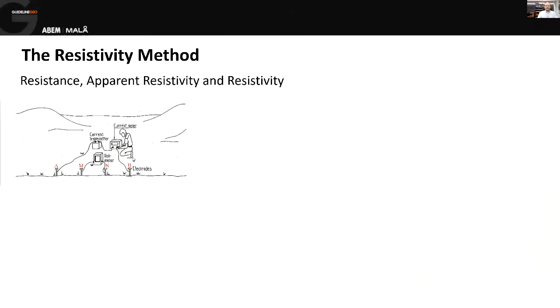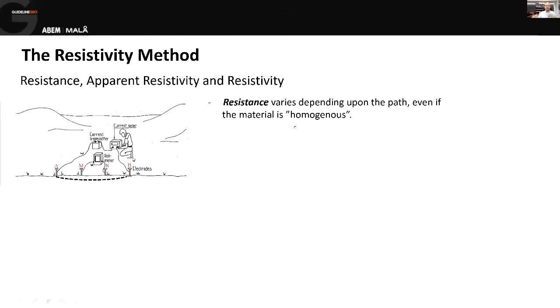So that's the kind of theory, but I've been throwing around a few terms there: resistance, apparent resistivity, and resistivity. So let's just double check we're all using those terms in the same way. Resistance is the kind of raw value that we calculate. We calculate that using Ohm's law from the voltage measured and the current flowing.